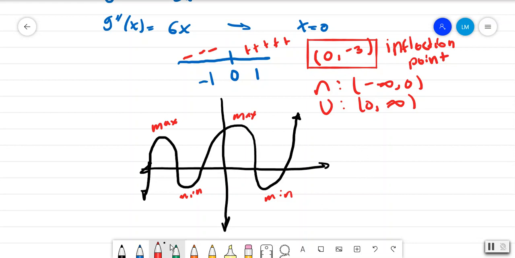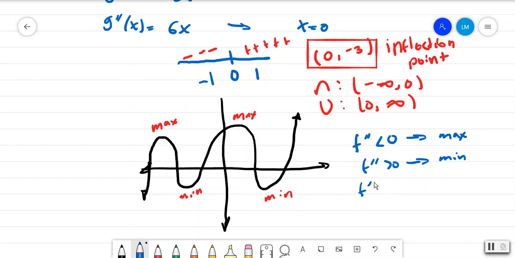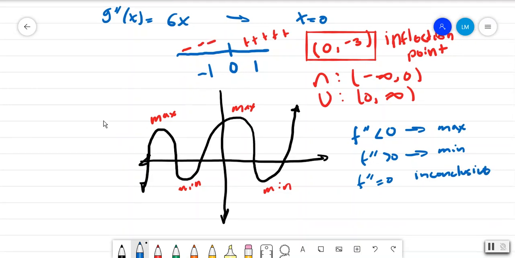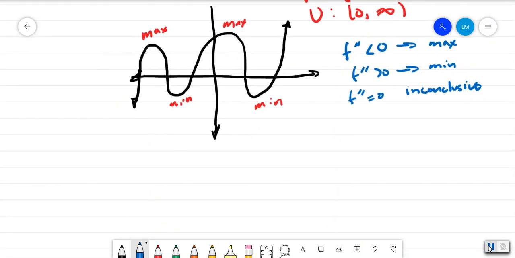Now, one thing that you'll learn is that at the second derivative, if it's less than 0, that implies that you have a max. If the second derivative is greater than 0, that implies that you have a min. But unfortunately, if it's equal to 0, it's inconclusive. Okay, now, this is what I wanted to do with that example. I want to look at an example where we find our respective mins and maxes.